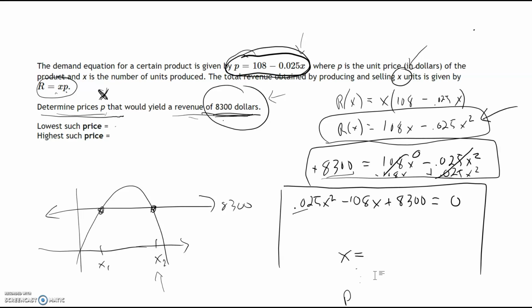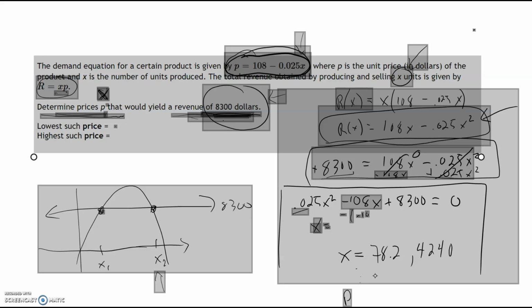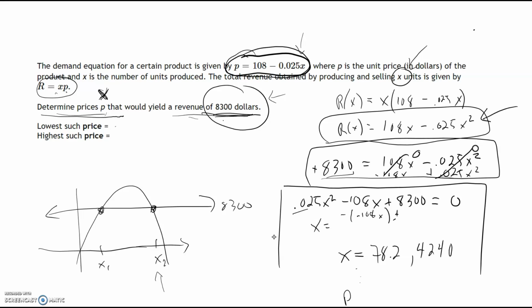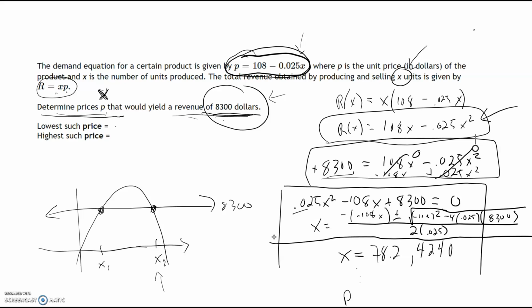I got, let's see, for X, it was 4240 and 78.2. And that's when I did X equals negative b plus or minus the square root of b squared, that's 108 squared, minus 4 times a times c, all over 2 times a. So it's a lot of calculator work. Once you get some practice with that, hopefully you get it. If you have a question about how I got from this quadratic formula to these answers, just send me a message. I can explain that better.